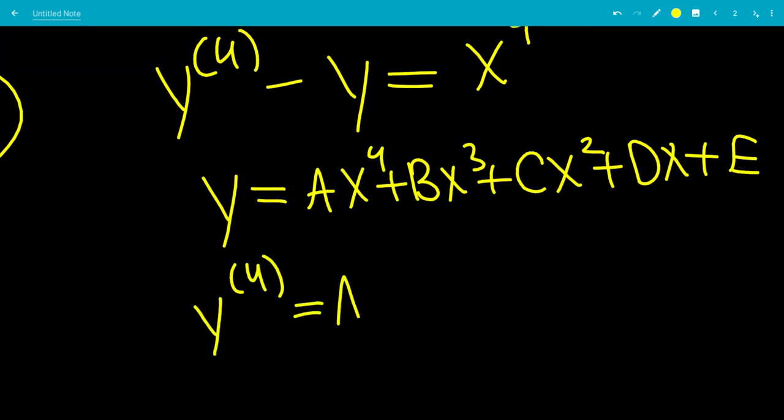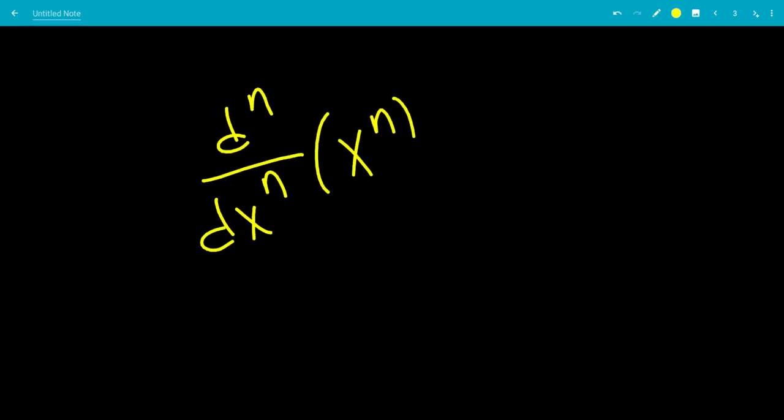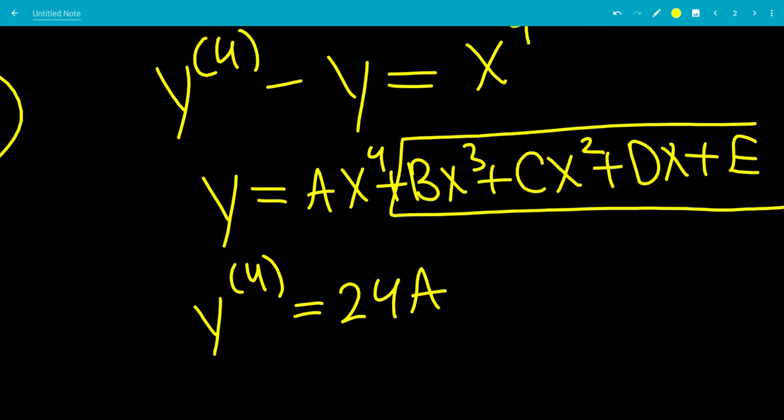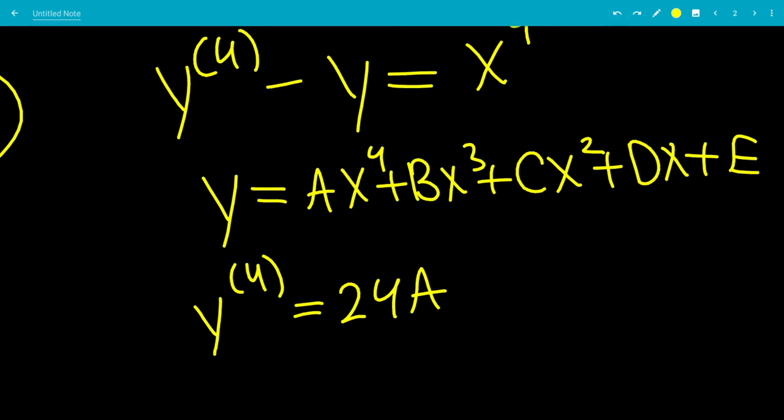So a is a constant. The nth derivative of x to the n is n factorial. You can try this for yourself, and it's n factorial. Using this, the fourth derivative of x to the fourth is 4 factorial, which is equal to 24. So we have 24 times a. The fourth derivative of all these lower powers is just 0, because it will be a constant, and the derivative of a constant is 0. Okay, good. So now let's plug this in.